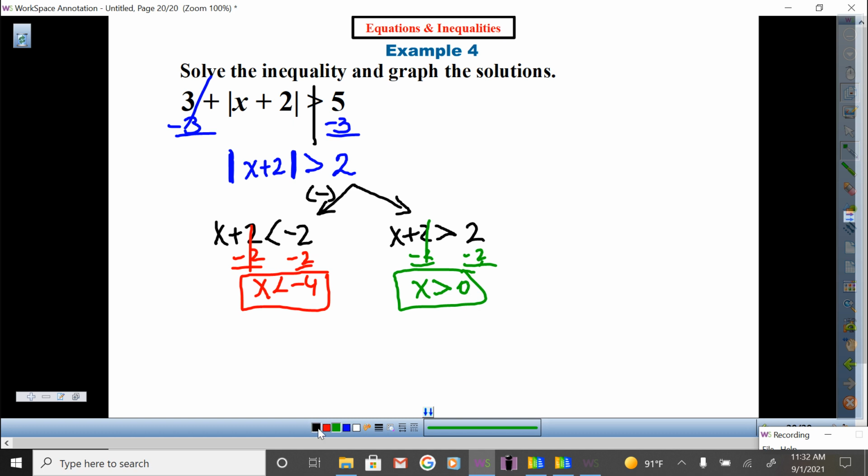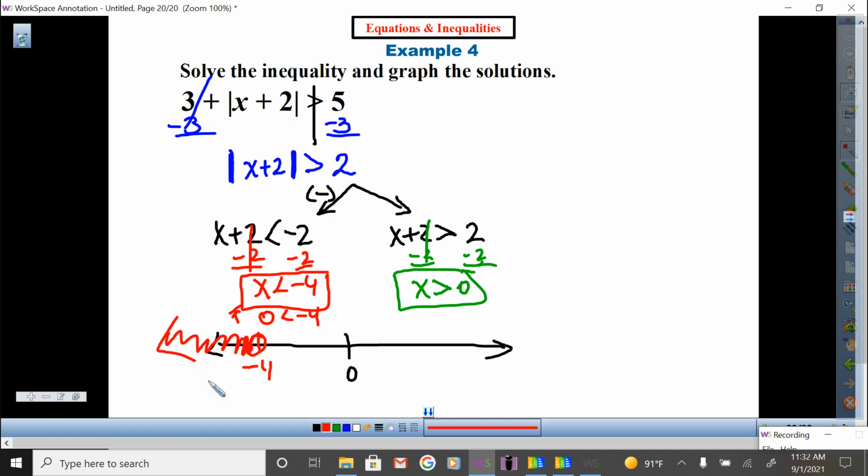Okay? Graph. All right, so I'm going to start with negative 4, which is right there. No equal sign, it's an open point. I'm going to test 0 to see if I shade this way. Is 0 less than negative 4? No, that's false. So that means I'm going to shade in that direction.